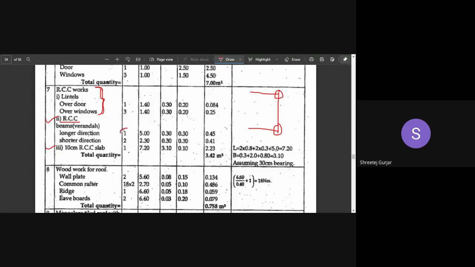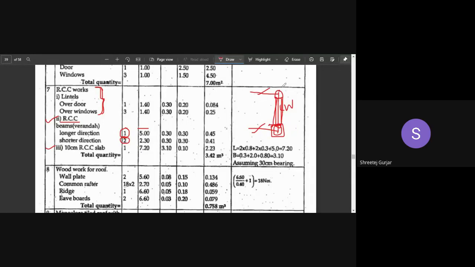So 1 long wall beam, and then the short wall beams, which are 2 in number. So this is the length of your beam. We have considered this from this part to this part. This is your column, right? So from face to face, we have considered your long wall.